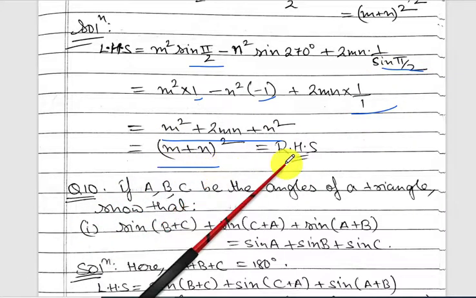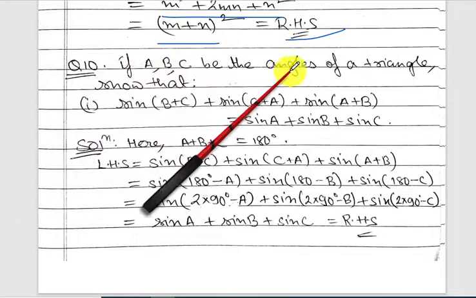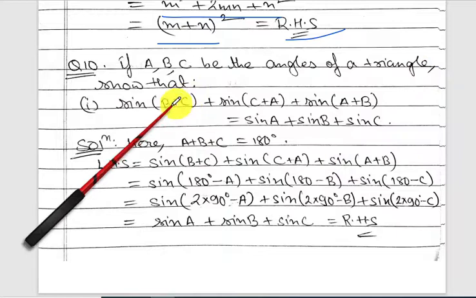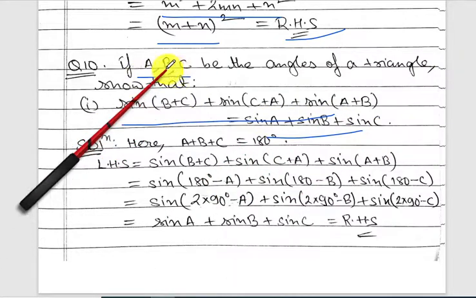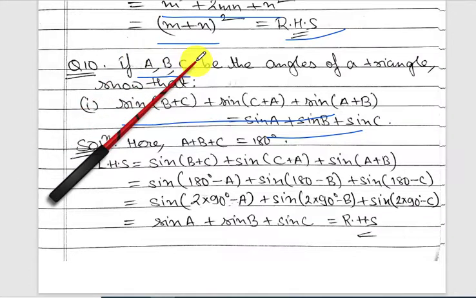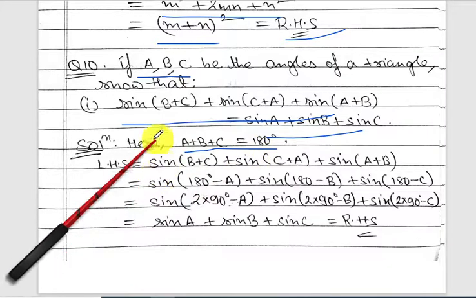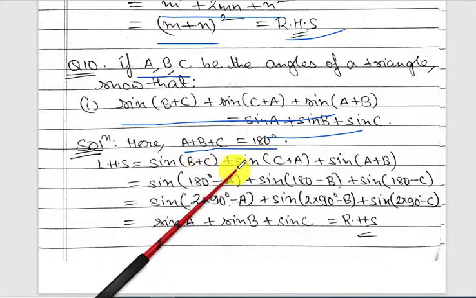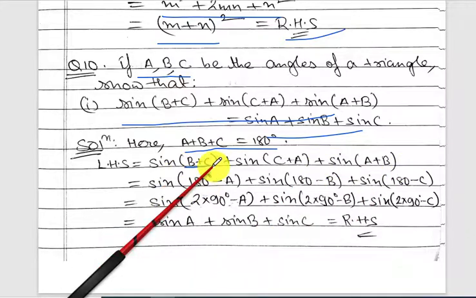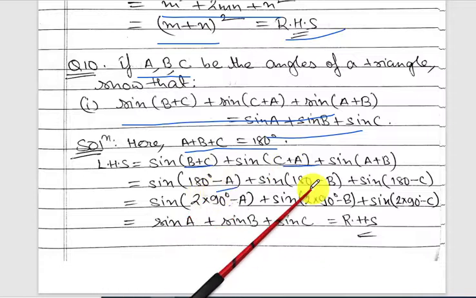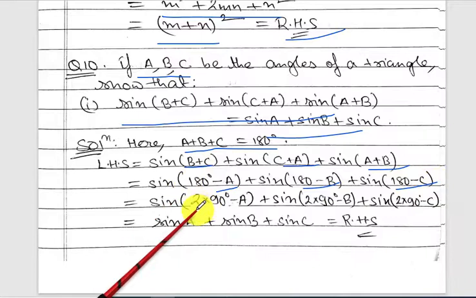Question number 10. If A, B, C be the angles of a triangle, show that this is equal to this. So since A, B, C are angles of a triangle, that means sum of these will be 180. So here a plus b plus c equal to 180 degree. So take the left hand side: sine b plus c plus sine c plus a plus sine a plus b. So this b plus c can be written as 180 minus a, this as 180 minus b, and this as 180 minus c. 180 can be written as 2 times 90 minus a, 2 times 90 minus b, 2 times 90 minus c.